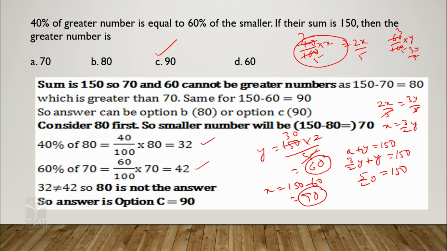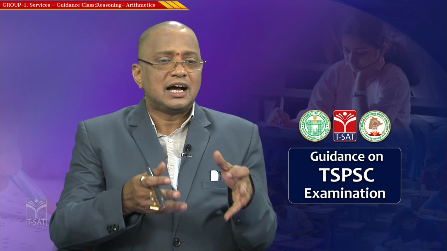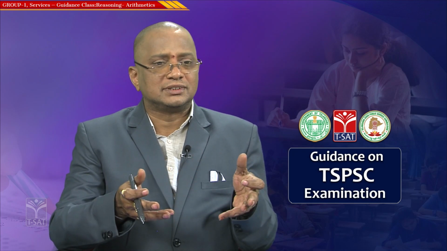So, these two are not equal, because it is given that 40% of the greater number is equal to 60% of the smaller number. But as per the assumption, when you assume the greater number is 80, then 40% of 80 is 32 and the remaining part, the smaller number, is 70, and 60% of 70 is 42. Both are not equal. So, 80 is also ruled out.